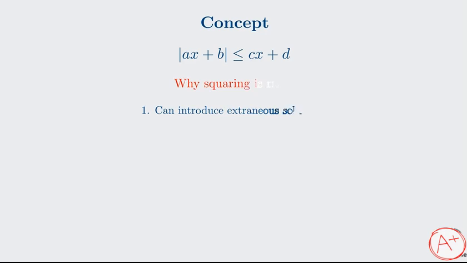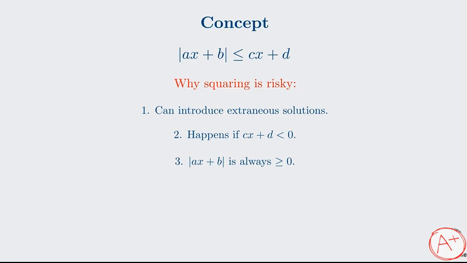When we have a modulus on one side and a linear function on the other, such as the modulus of x plus b is less than or equal to cx plus d, we must be very careful. Squaring can introduce extraneous solutions. This happens if the linear side, cx plus d, is negative. Since a modulus is always non-negative, the inequality cannot be true if the other side is negative.